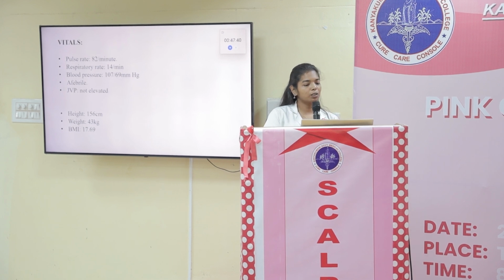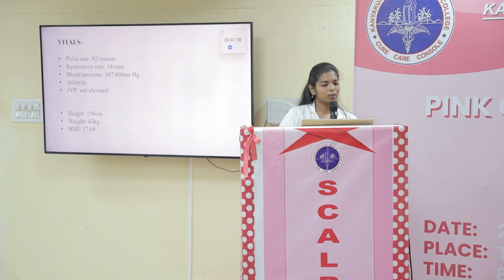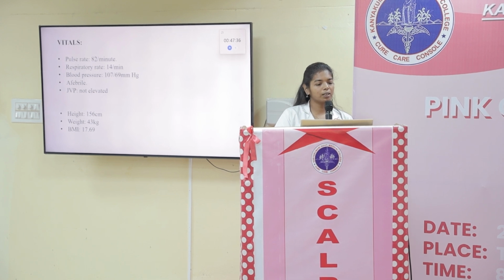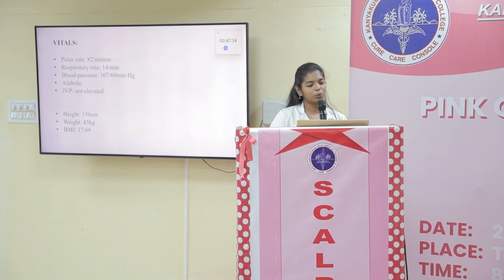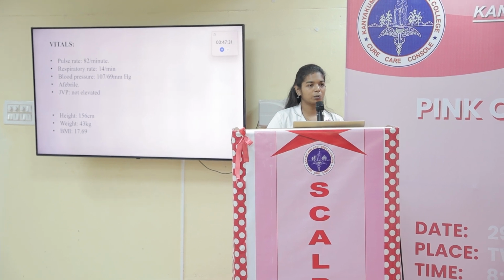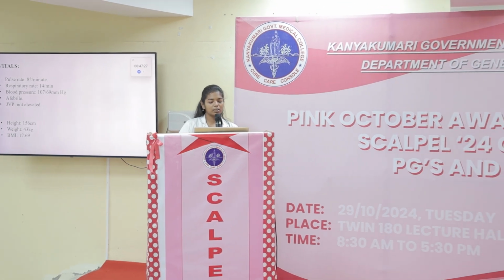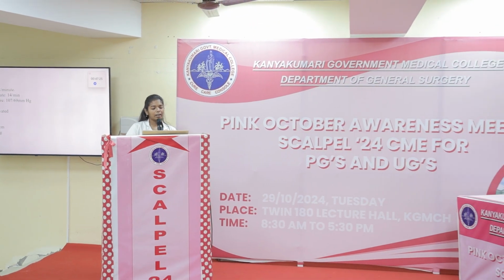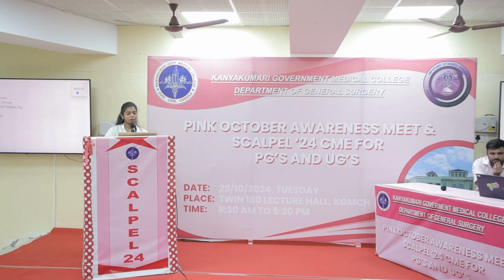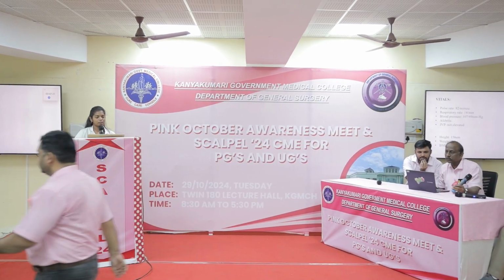Vitals: pulse rate 82 per minute, normal in rate, rhythm, and volume; respiratory rate is 14 per minute; and blood pressure is 107 by 69 mmHg, measured in the left arm in sitting position. The patient is afebrile and JVP is not elevated. Height is 156 centimeters, weight is 43 kgs, and BMI is 17.69.